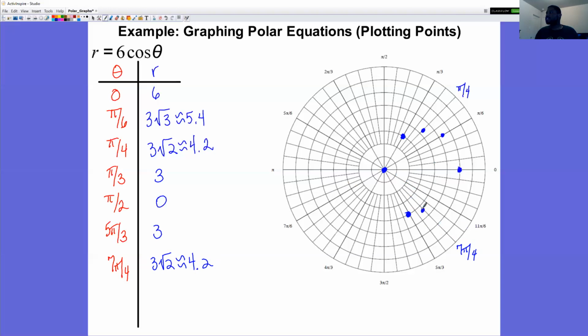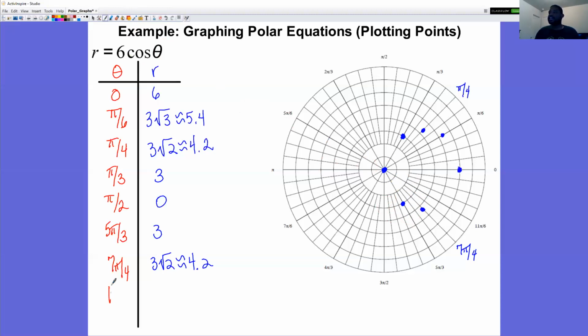Right here, you may notice some of my points are bigger. Sorry, that's too close. Definitely not 4.2. Actually, I plotted this point in the wrong place. So 1, 2, 3. Okay, and then here, 1, 2, 3, 4, and about 0.2, just somewhere right there.